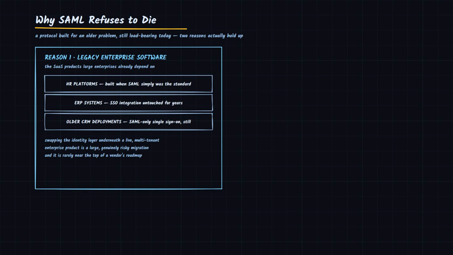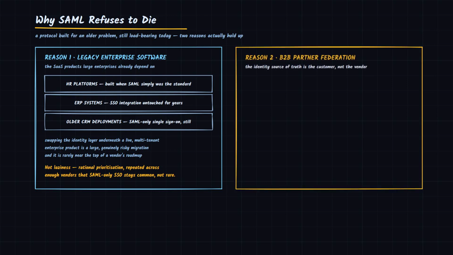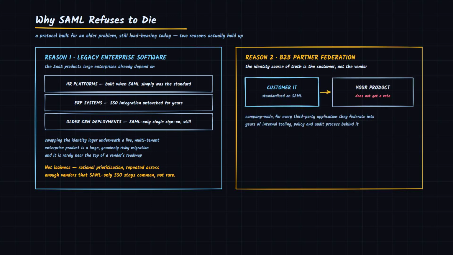The second reason is more structural, and it's the one that drives the architecture problem. This episode is built around B2B and partner federation, where the identity source of truth isn't the vendor, it's the customer. When a large enterprise customer's own IT and security team has already standardized, company-wide, on SAML for every third-party application it federates into, the vendor selling into that customer doesn't get a vote. The customer's identity team isn't going to re-architect years of internal tooling, policy, and audit process to suit one vendor's protocol preference, no matter how modern.